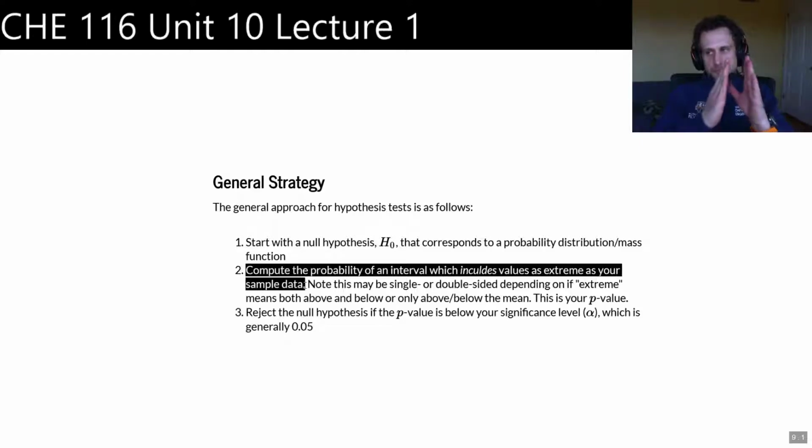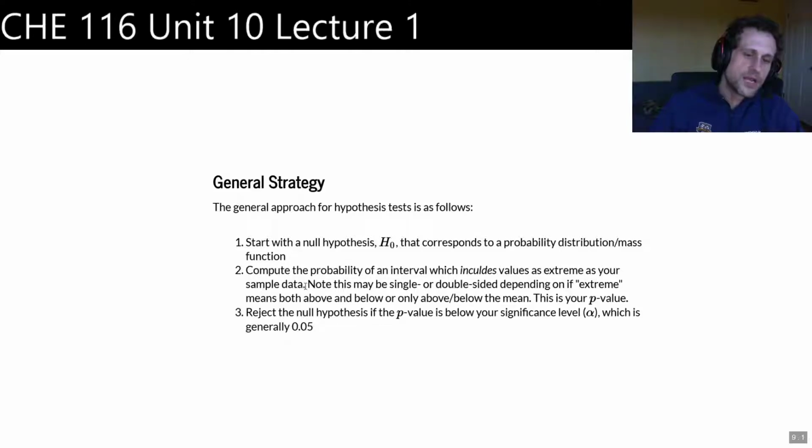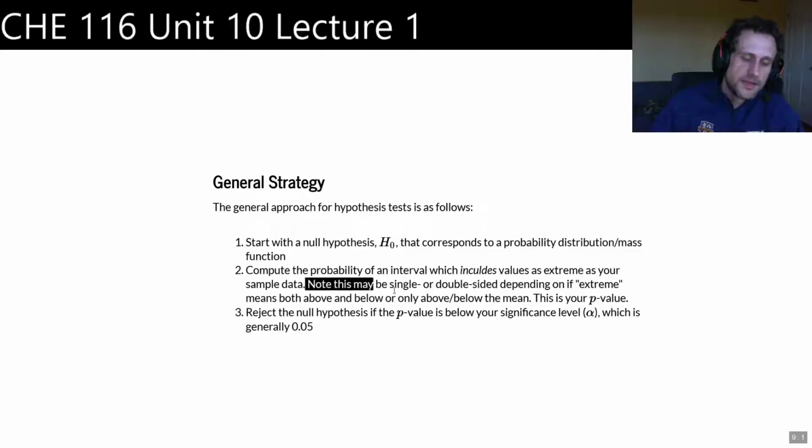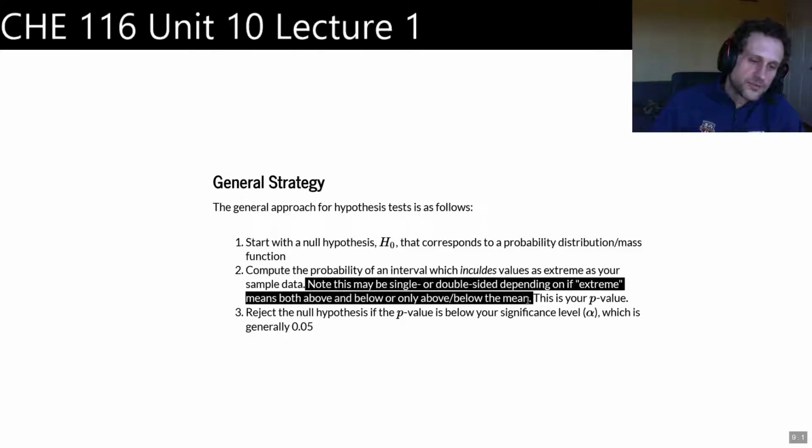So remember in our Cash for Gold example, we built that interval that just does not include the sample, and then we looked at 1 minus that. So we're looking at the complement of that interval. Now this can be like we did for confidence intervals. It can be single or double-sided. And this kind of depends on what is your idea of extreme.